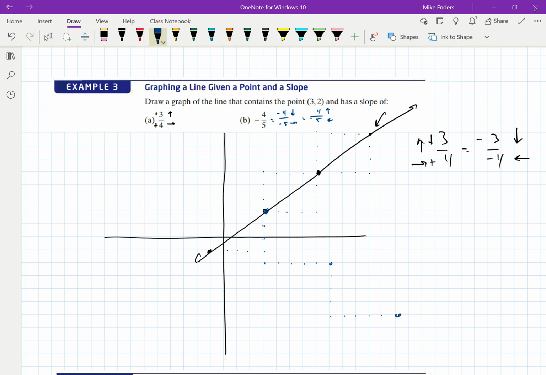Again, like I said, we can reverse that. So now let's take a look at this reversing. I'm going to go up 4: 1, 2, 3, 4, and then left 5: 1, 2, 3, 4, 5.